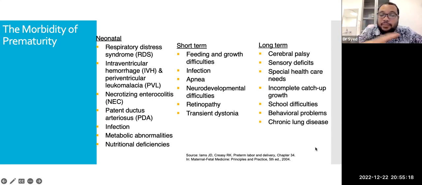So IgM dia tak cross placenta sebab IgM is a big molecule. IgG is a smaller molecule, so IgG akan cross placenta masuk dekat baby. Some IgM crosses placenta. For example, dengue IgM boleh cross placenta. Varicella IgM boleh cross placenta, but majority of IgM does not cross placenta. Maternal IgG boleh cross placenta.